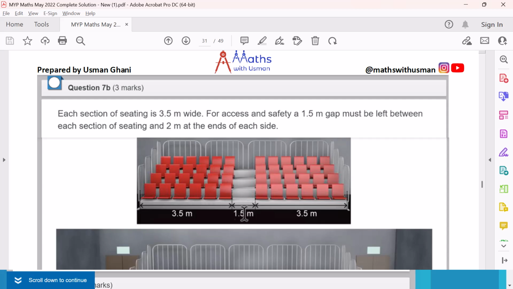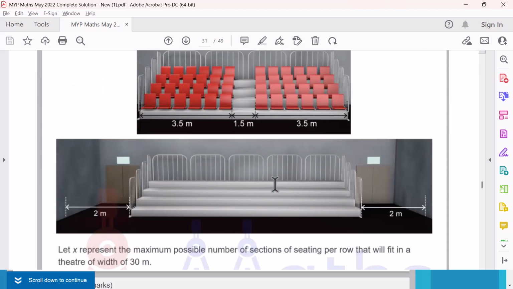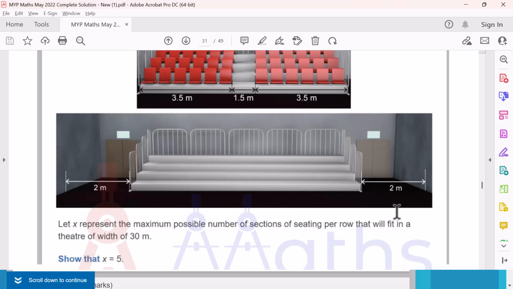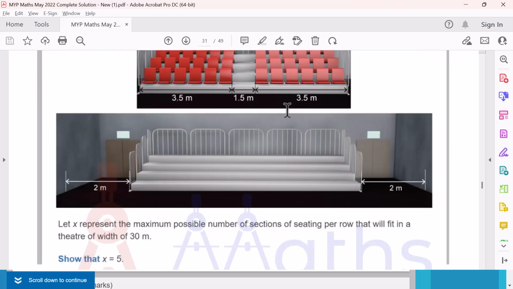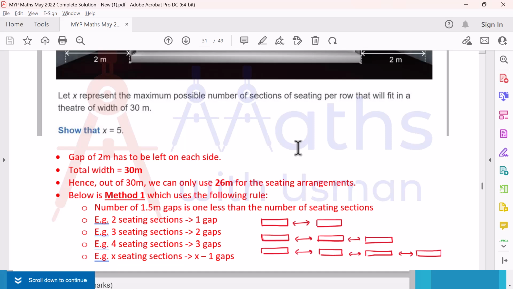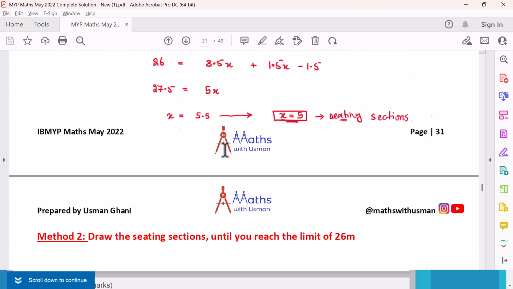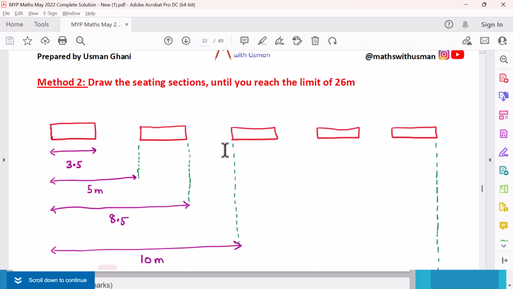Moving forward, each section should be 3.5 meters wide. There should be a gap of 1.5 between each two sections, and there should be a gap of 2 meters on each side of the complete seating section for exit and entry doors. The total width is 30. Can you show that the number of seating sections are going to be 5? Again, do this with the process of addition and subtraction. No need to come up with a creepy formula. I have done that, but why don't you keep it simple?